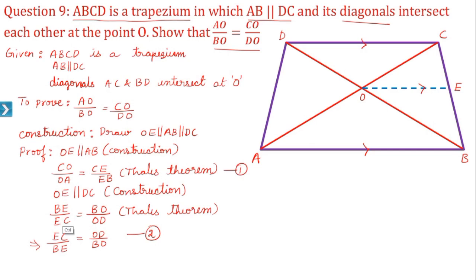Now compare equation 1 and equation 2. From equation 1, CO by OA is equal to CE by EB, and from the second equation, EC by BE is equal to OD by BO. Here in both the equations, CE by EB is common. Therefore, we can write CO by OA is equal to OD by BO. So from 1 and 2, CO by OA is equal to OD by BO.